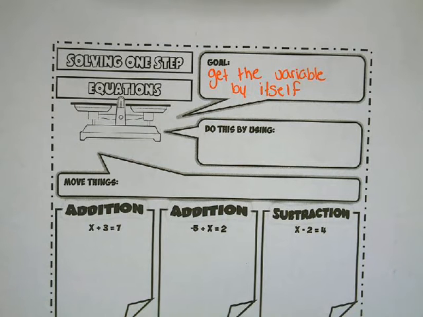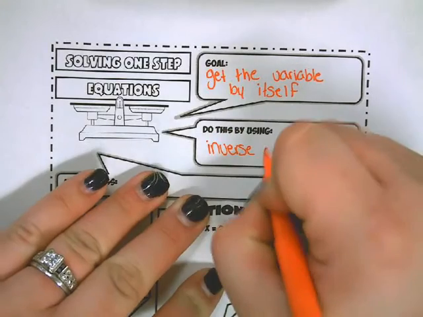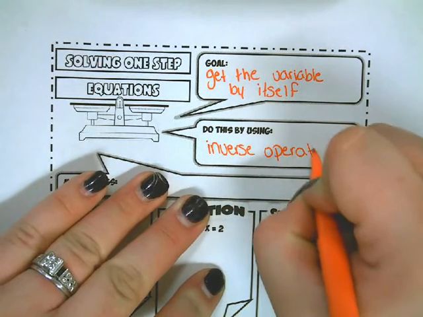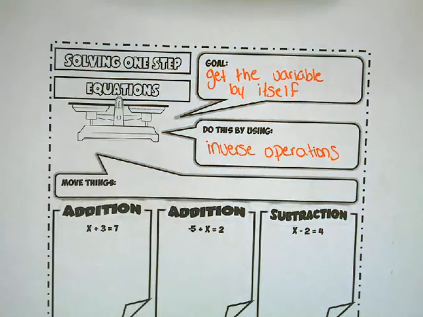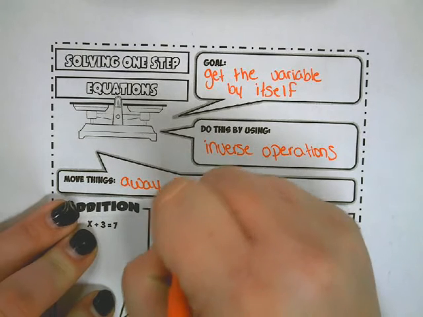So we do this by using inverse operations. So what's inverse mean? If I'm telling you have to use inverse operations, you have to know what inverse means. So if I tell you add, what do you think you're going to do? Subtract. So what's inverse mean? Opposite. The opposite. So whatever is there, you're going to do the opposite of. Okay? You're going to move things away from the variable.